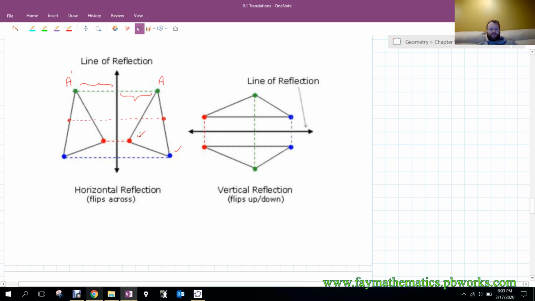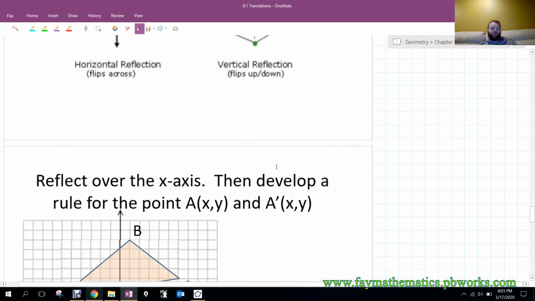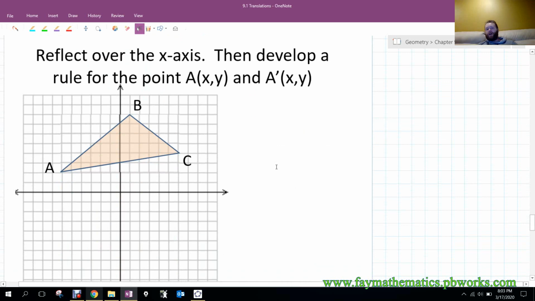Okay. So we call this a horizontal reflection because the image actually moves left to right. So left to right movements are horizontal. This one here is called a vertical reflection because the image starts at the top and moves down. So that's a vertical movement. Let me show you what happens here when we take A and reflect it over the x-axis. Remember, this is the x-axis. Distance is preserved, so that distance right there is 2 units. So when it reflects over the x-axis, it should go right there, and that should be A prime.